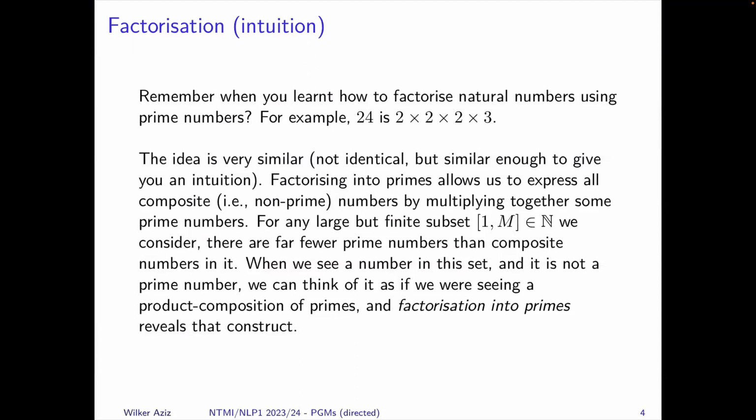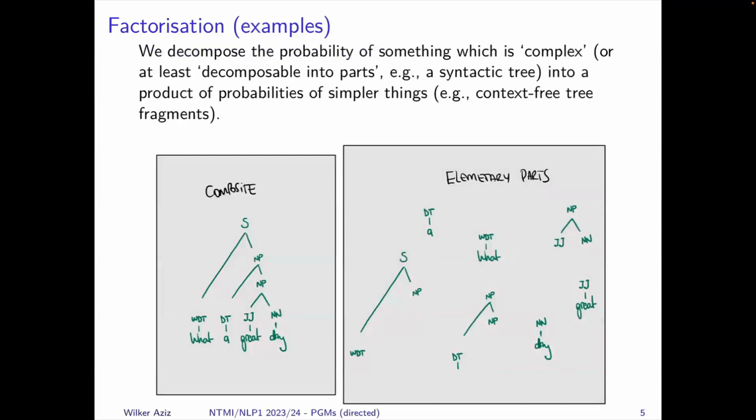And when we see a composite number, we can think of it as, well, we're not really seeing 24. We are seeing 2 times 2 times 2 times 3. And with some computation, we can evaluate the actual number 24 if we like. Factorization into primes is an algorithm that reveals a construct of this form, a decomposition into some elementary things, elementary objects. We're going to be doing something more or less like it for probabilities.